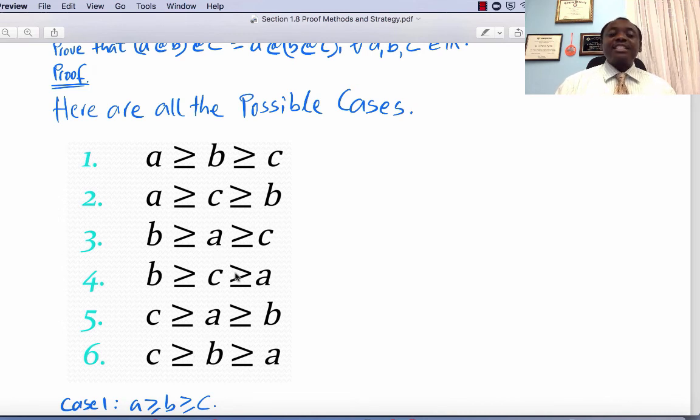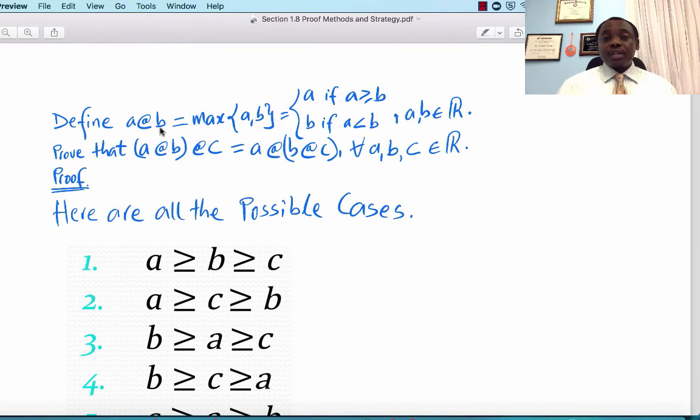So there are 6 different possibilities. You have to list every one of them, and these possibilities will have to link A, B, and C. Then we go on and verify each case. We go case by case and make sure that they all work. If that happens, then we can conclude that the associative property given above holds.